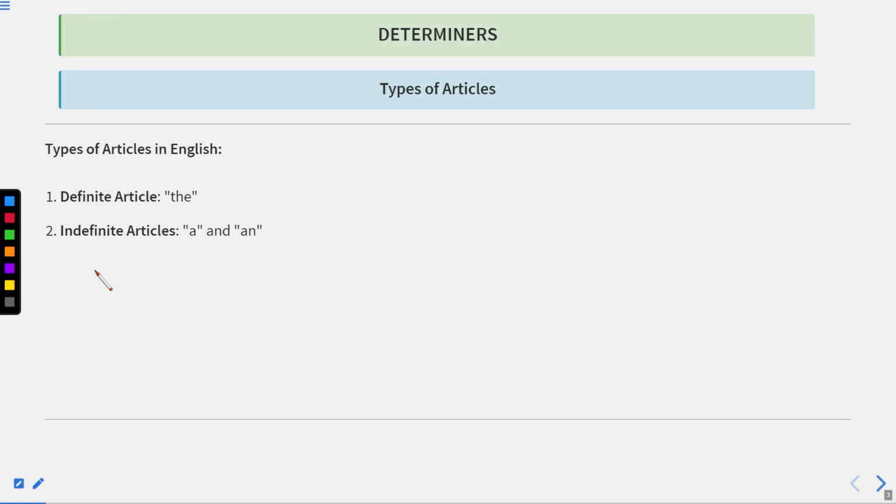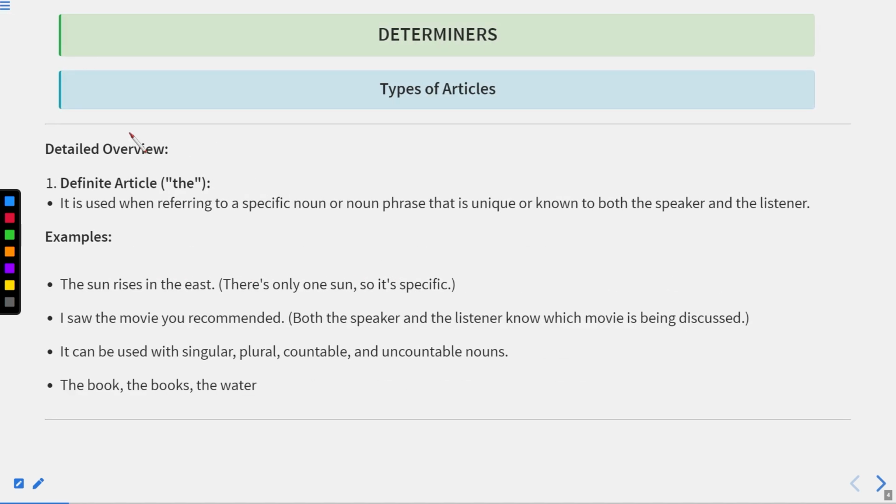Now, types of articles in English. There are two types of articles. One is definite, that is the, and the other one is indefinite articles, that is a or an. And the placement of a or an, how we will place a or an before any noun, we will discuss later on. Now, this is a detailed overview. Definite article the is used when referring to a specific noun or noun phrase that is unique or known to both the speaker and the listener.